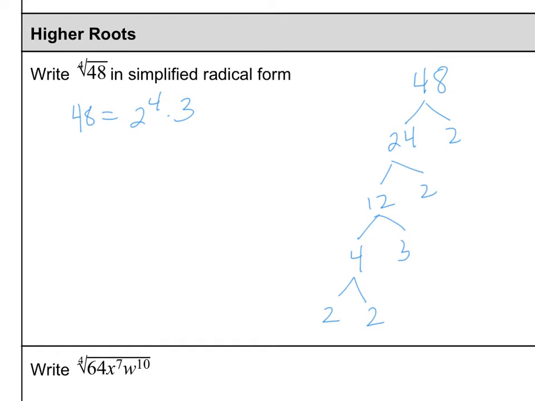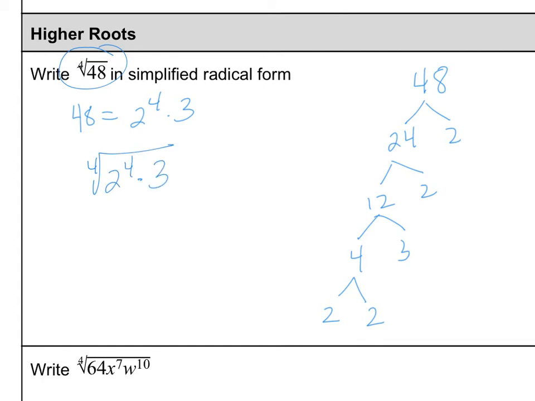But ultimately, no matter how you do it, you're going to end up with 4 2s and a 3. So 48 is the same thing as 2 to the 4th times 3. And when we're doing this kind of thing, that is where you want to start, by getting this prime factorization of the number itself. So that means that the 4th root of 48 really is the 4th root of 2 to the 4th times 3.